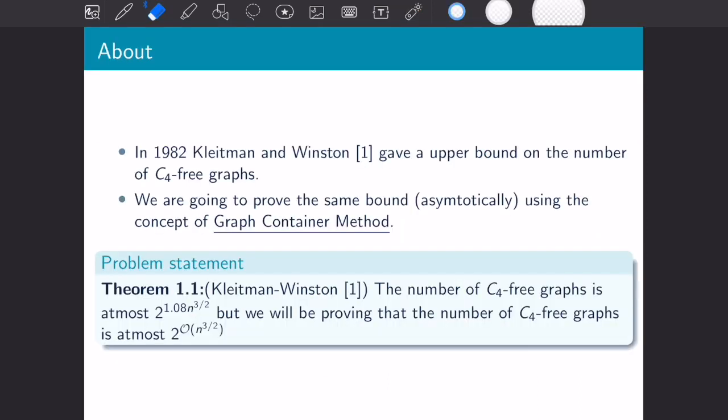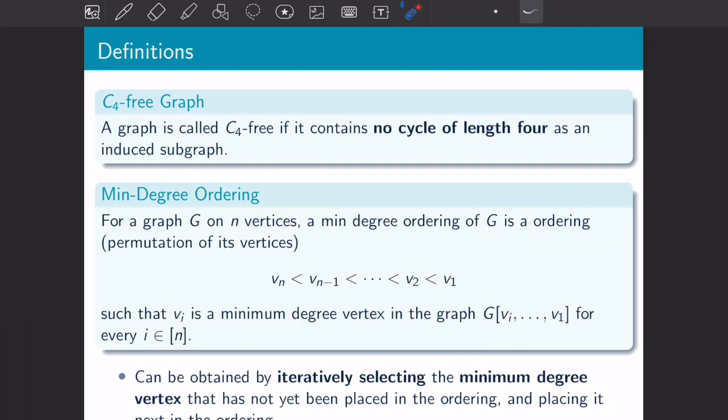The theorem was originally proved by Kleitman and Winston in 1982. They proved that the number of C4 free graphs on n vertices is at most 2 to the power 1.08 times n to the power 3 by 2, and we will prove the same thing asymptotically by graph container methods. Before moving on to the proof, let's look at some definitions and notations.